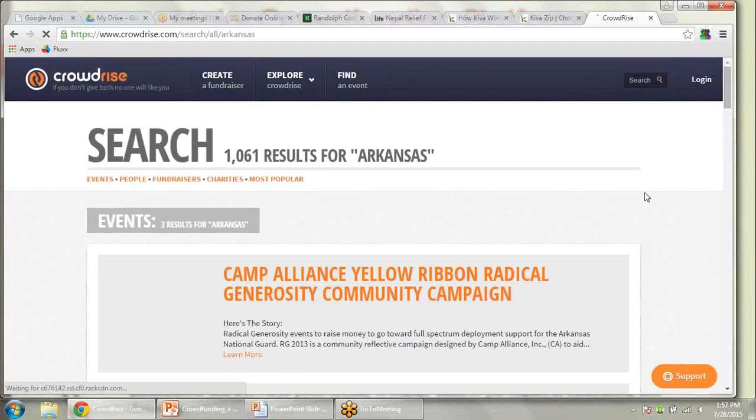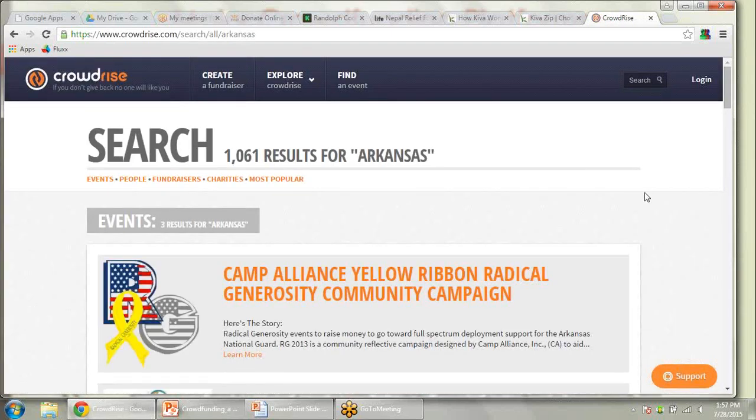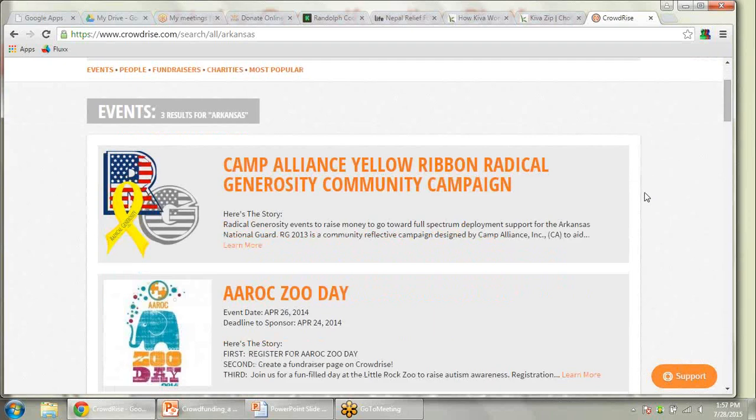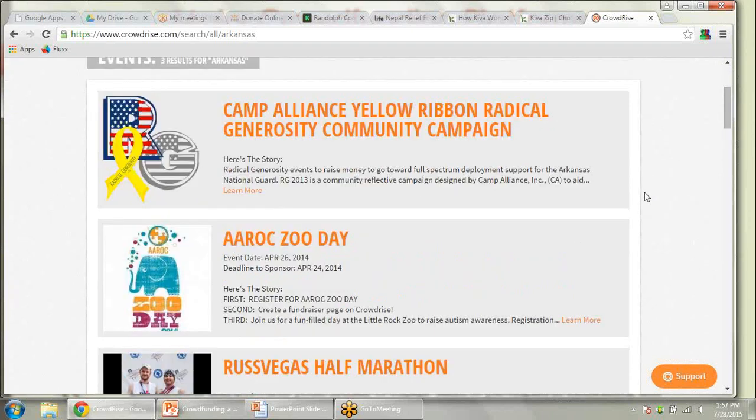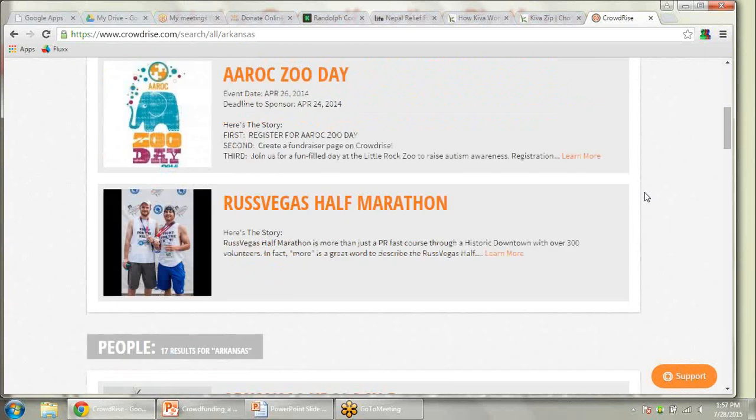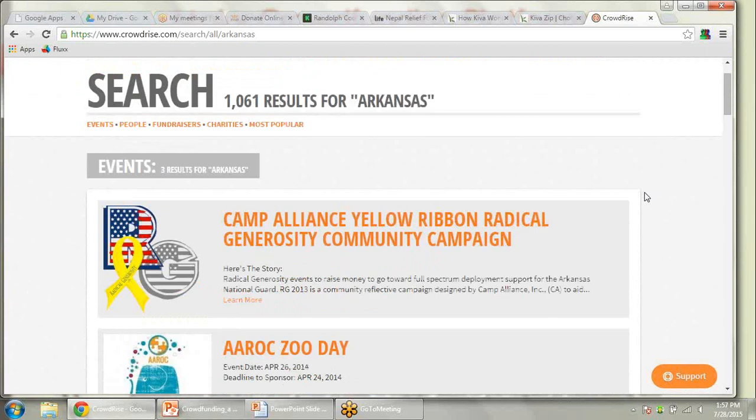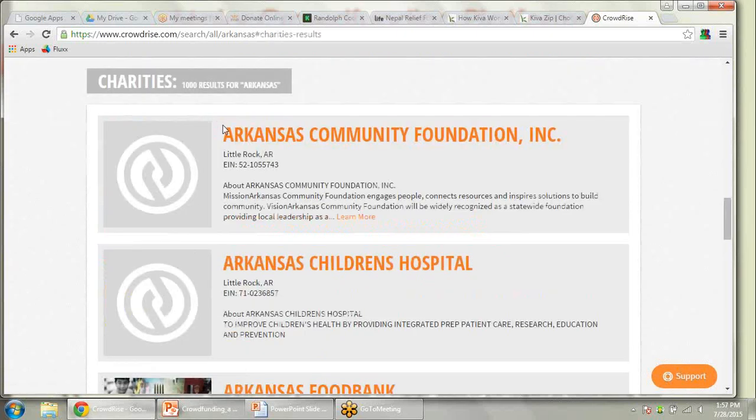Now, for nonprofits, I think up to $5,000, they don't charge a fee. But in addition to the processing fees and the credit card fees, if you raise, I think, more than $5,000, Crowdwise charges nonprofits a monthly subscription fee. So you've got to look at that and be careful about that aspect of Crowdwise.